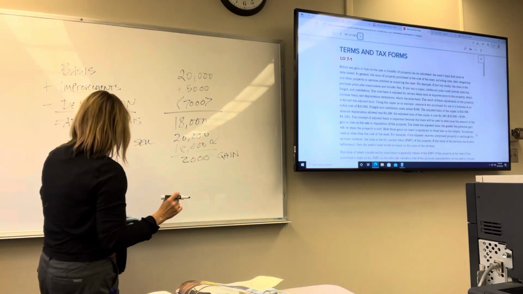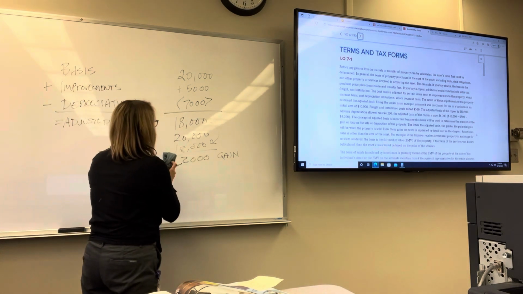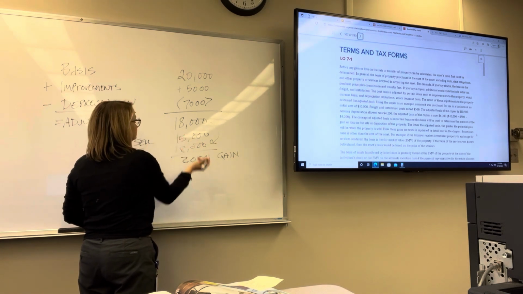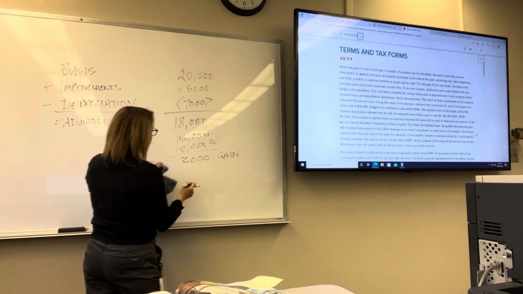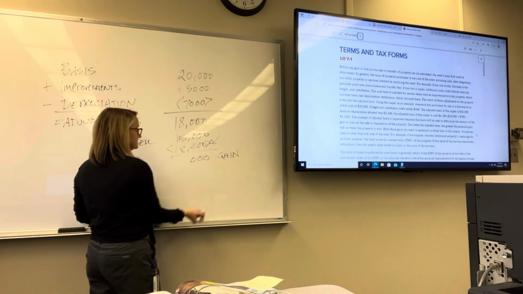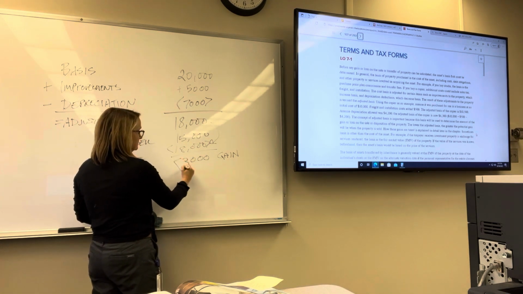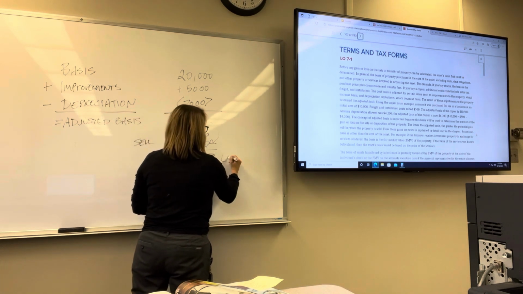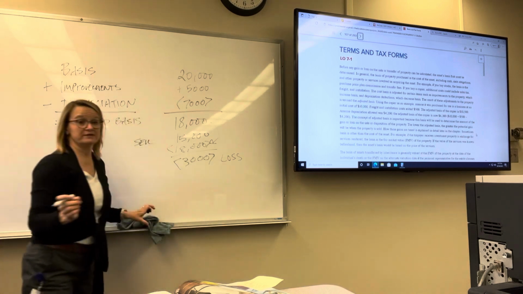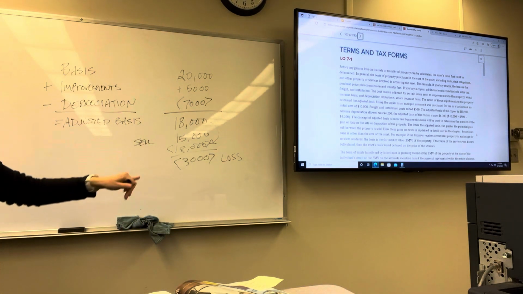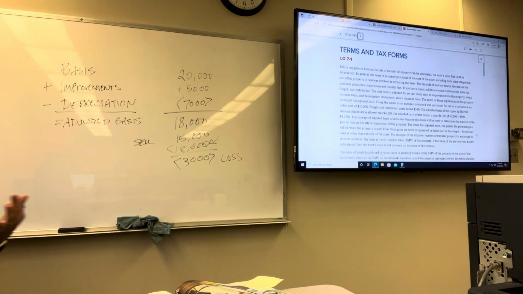Okay? Let's say that instead of $20,000, we sell it for $15,000. Well, now instead of a gain, we're still going to subtract this $18,000 from it. Now we have a loss of $3,000. Again, how we treat that loss is going to depend on what type of asset it is, what its classification is.